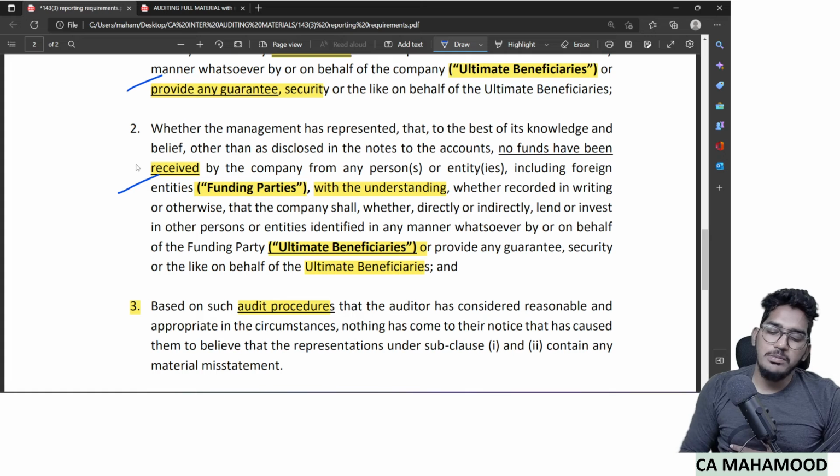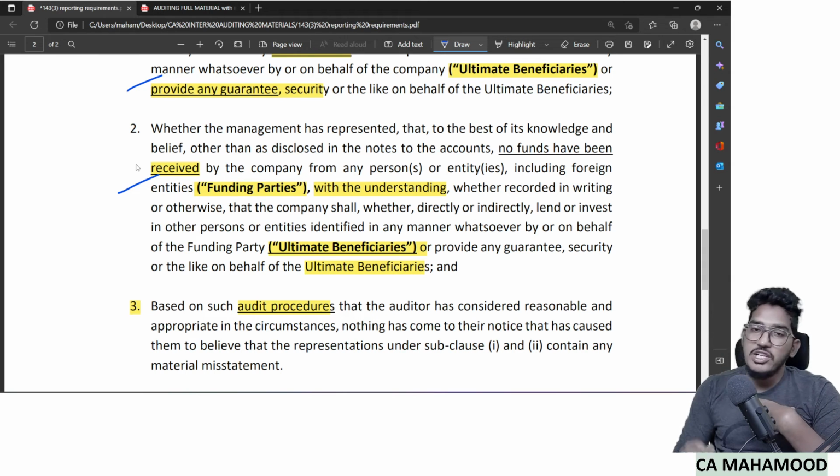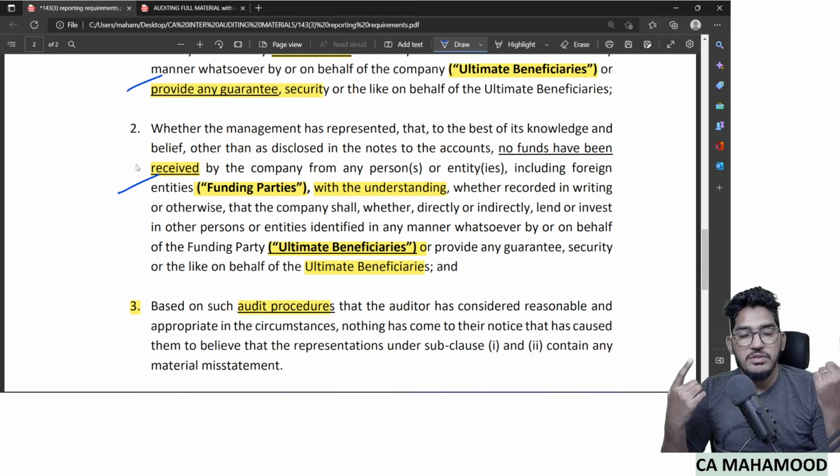Now, can you blindly believe all those confirmations given to you by the management? Management told, no, sir, we did not do any of these kinds of transactions. Management gave the confirmation. Well and good. Will you blindly believe all those confirmations? No, that is what the third point is saying. So management will give confirmations, but don't blindly believe it. You also perform audit procedures from your end to make sure that whatever confirmations were given to you by the management for the above two matters, are they genuine or do they contain material misstatement?